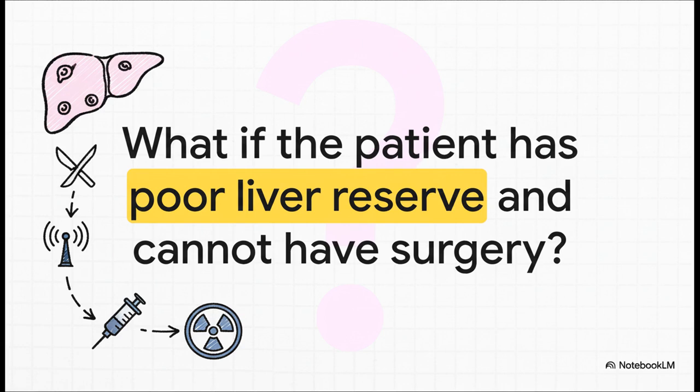Good. Now, what if the patient was a Child-Pugh B, making them ineligible for resection? What are your options then?